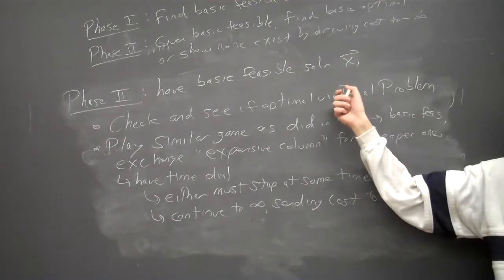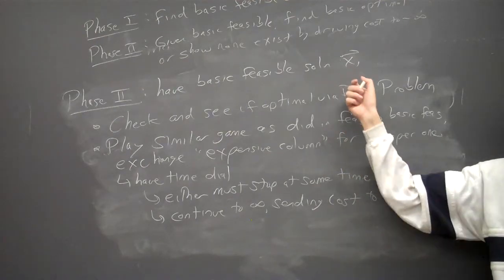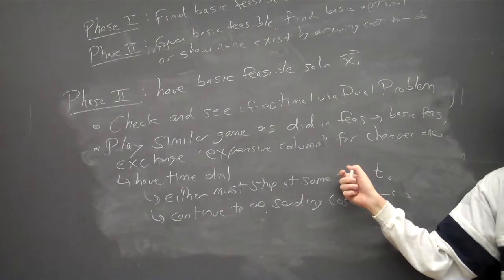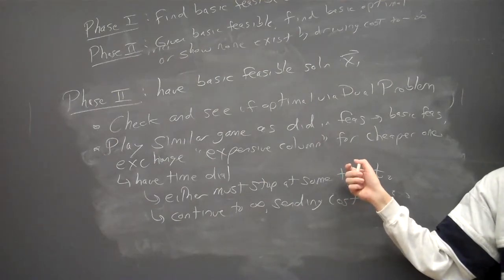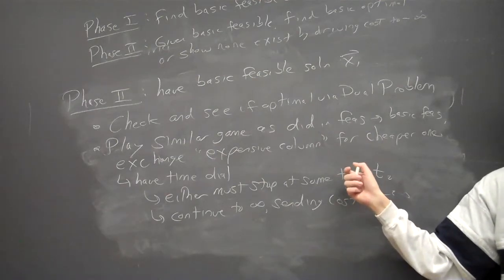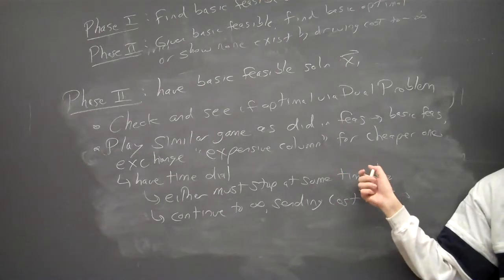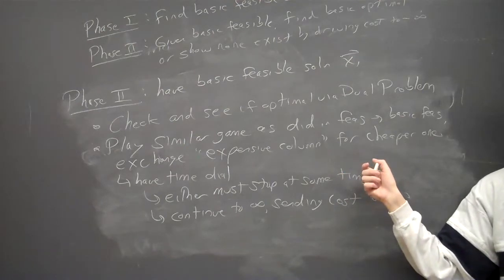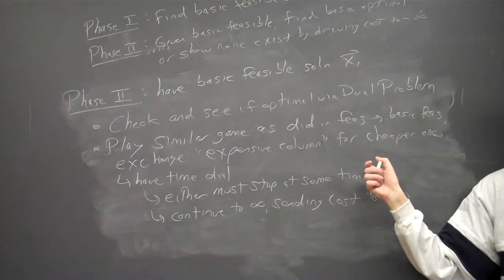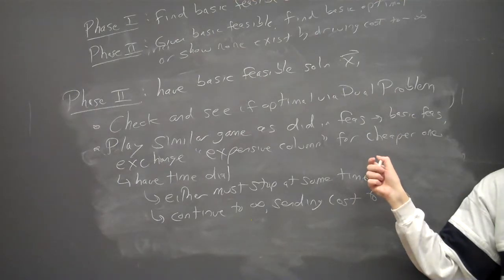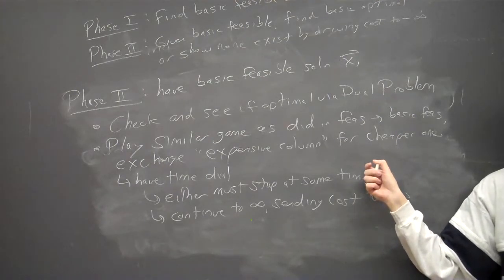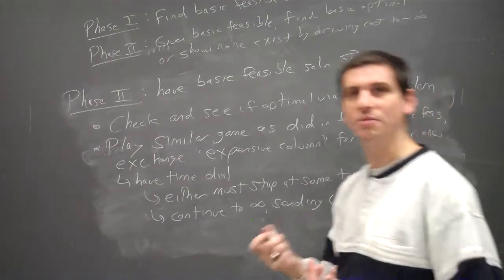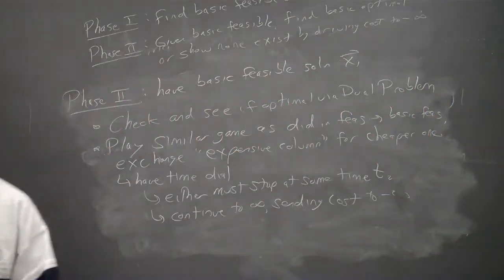So we started with a basic feasible solution. We did this algorithm. We ended up with a new basic feasible solution that had a lower cost. Now what do? We check if it's optimal. Lather, rinse, repeat. Shampoo mathematics. We just keep doing it again and again.